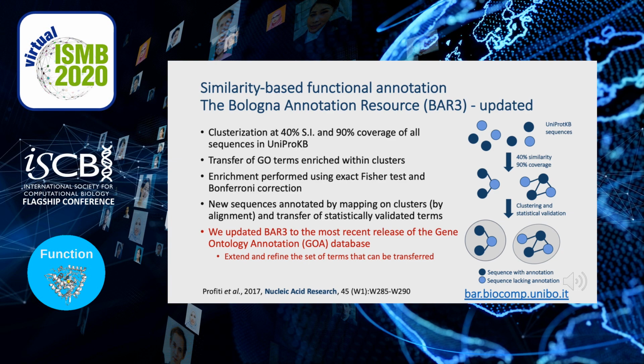So briefly, BAR is based on a pre-computed clusterization at 40% sequence identity and 90% coverage of all the protein sequences in the UniProtKB database, and subsequent transfer of functional annotations that are enriched within each cluster. Enrichment is performed using a stringent statistical procedure based on the exact Fisher test and Bonferroni correction. New sequences that are not present in the BAR database are first mapped into a cluster by alignment and then annotated with statistically validated annotations that are found in that cluster.